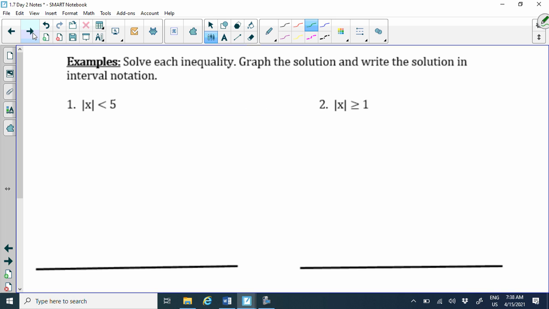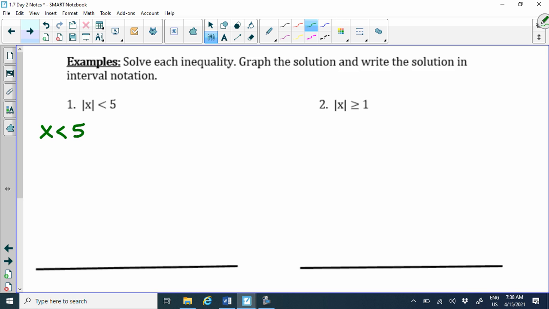Okay, so we're going to solve each inequality, graph the solution on a number line, and then write our solution in interval notation. So our first one is the absolute value of x less than 5. Okay, so here we need to create our two inequalities. Just like with our absolute value equations, I get rid of the absolute value bar. So I have x is less than 5.